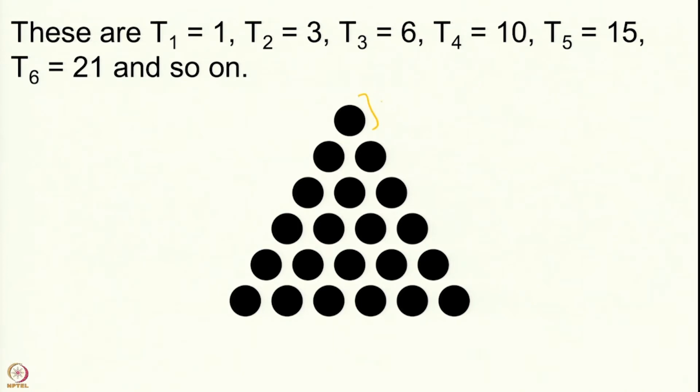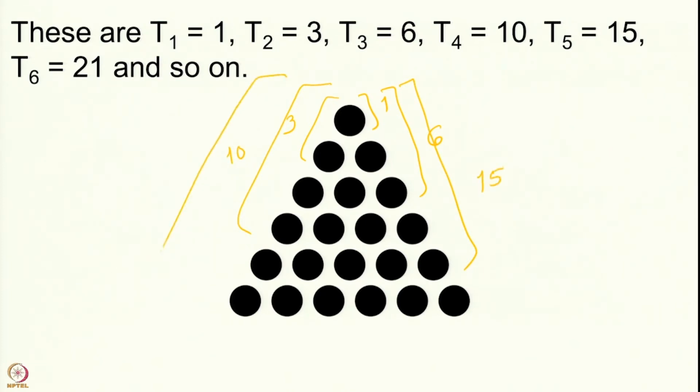Here we see that this number is 1 if you consider only one dot, consisting of a single triangle of side equal to 1. If you consider this triangle, you have 3 elements, here there are 6 elements, here there are 10, here there are 15, and finally you have 21 elements.